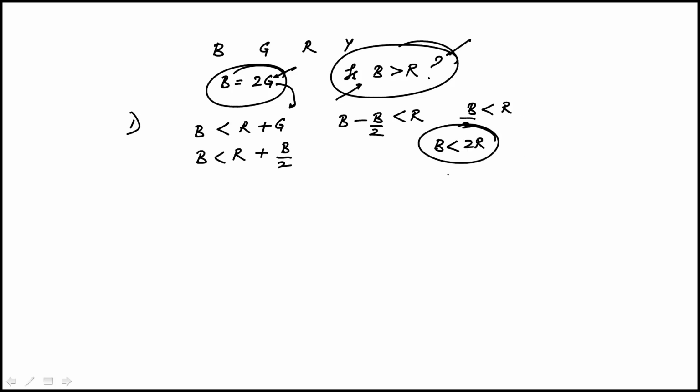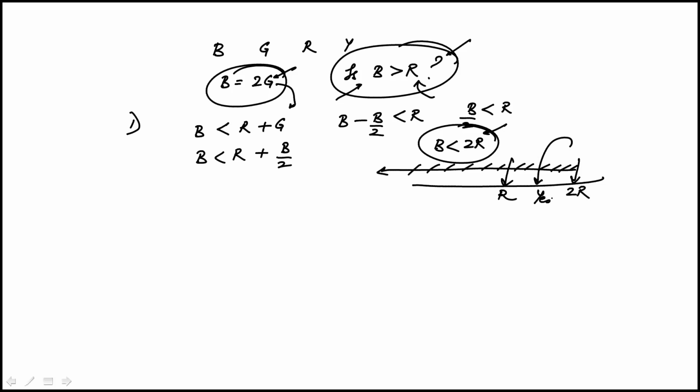This is the question. You can use the number line, which I often use. If this is R and this is 2R, they're both positive numbers. We're told that B is less than 2R. That's our statement, so B could be any value here. Question is: is B greater than R? Well, if it falls here, then it's yes, but if it falls here, that's a no. So we have a yes and a no. One alone is insufficient.